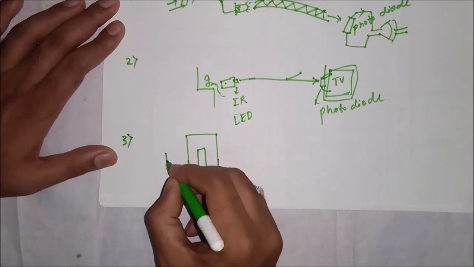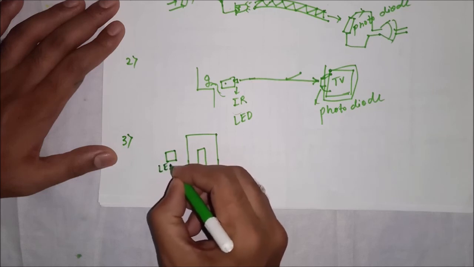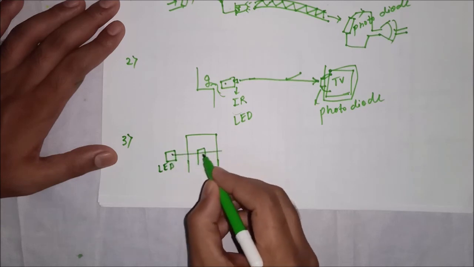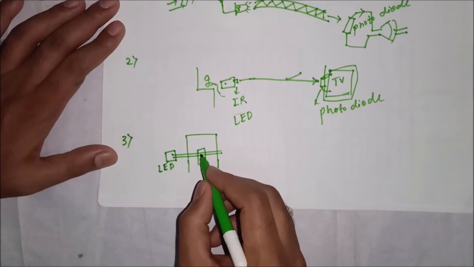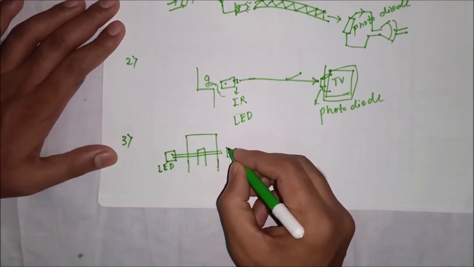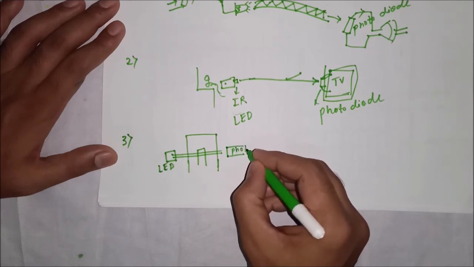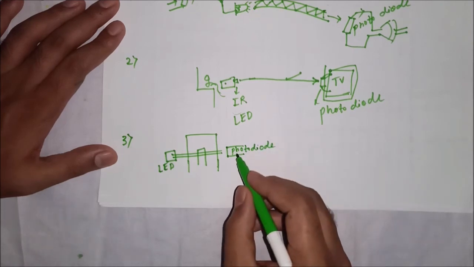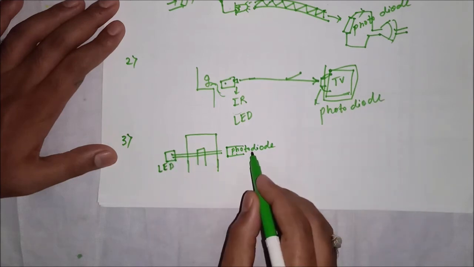Here they kept the LED first, and this LED produces continuous IR light, infrared radiation. It is invisible to the burglar who is entering. And on this side they place a photodiode. Here on this side, photodiode. And this photodiode is continuously receiving the light from the LED.